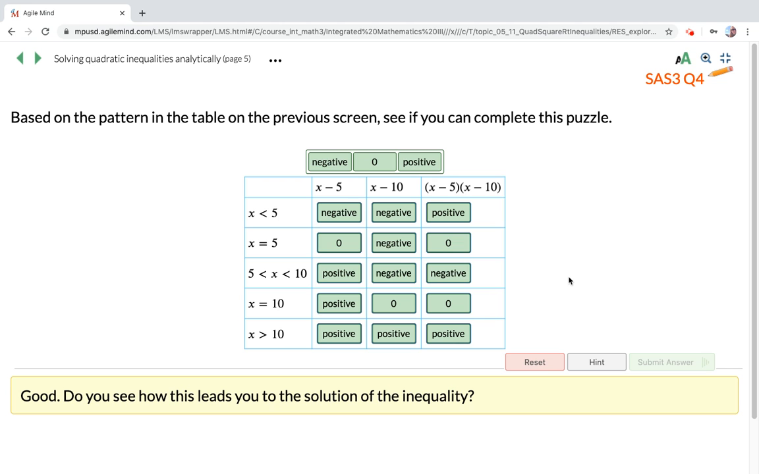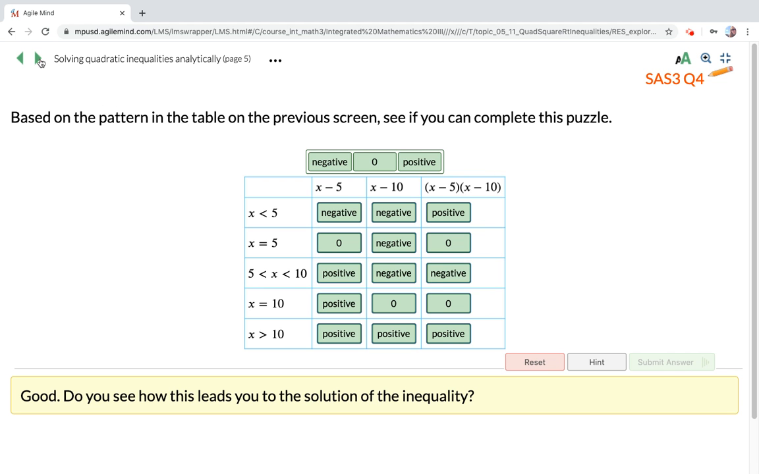This feels like a lot of work, so we're gonna change it up a little bit. We are going to make something called a sign chart or a sign table, typically called a sign chart. And I'm going to show you how this works. This is really cool because it can actually help us solve our inequality without having to have a graph.